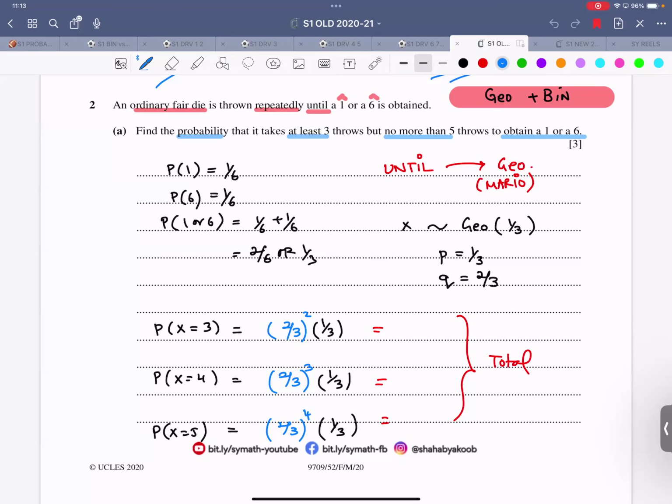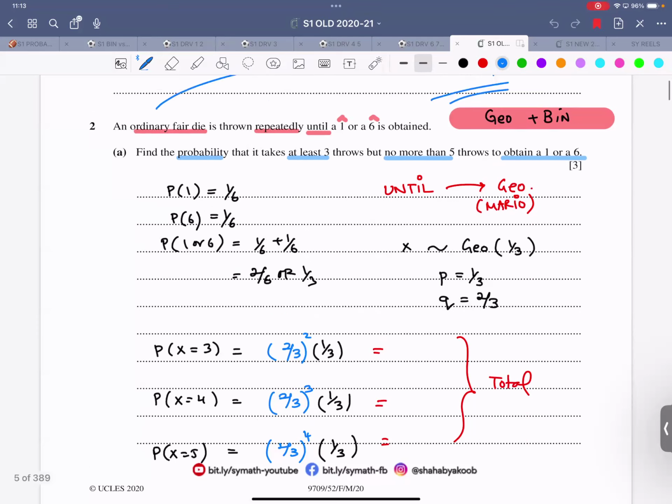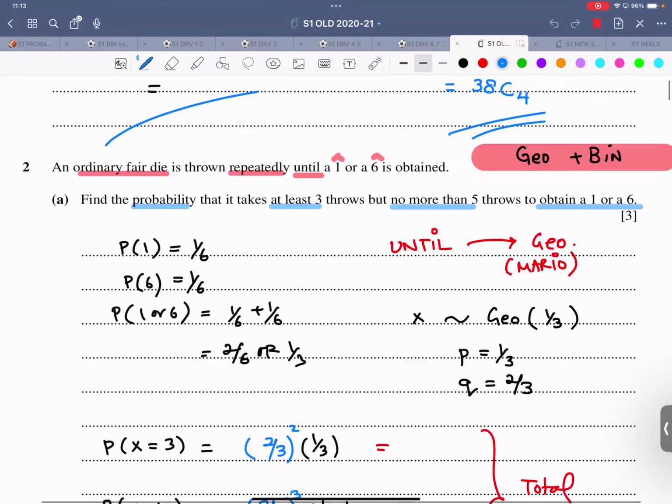It says an ordinary fair die is thrown repeatedly until a 1 or a 6 is obtained. Now, this first statement is the most crucial one. You have to decide whether it's geometric or binomial at this stage. Since the number of trials is not mentioned, it cannot be binomial. That is the first checklist.